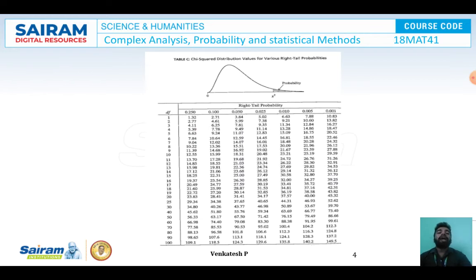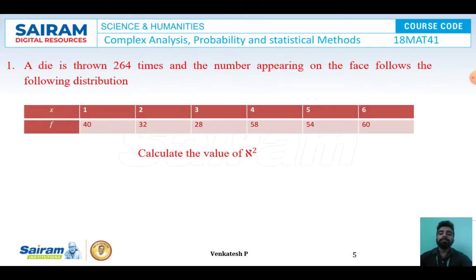So this is called the chi-square distribution table, and to solve the problems we will always make use of this chi-square distribution table. Example number 1: a die is thrown 264 times and the number appearing on the face follows the following distribution. So x is given as 1, 2, 3, 4, 5, 6 and f is given by 40, 32, 28, 58, 54, 60. Calculate the value of chi-square.